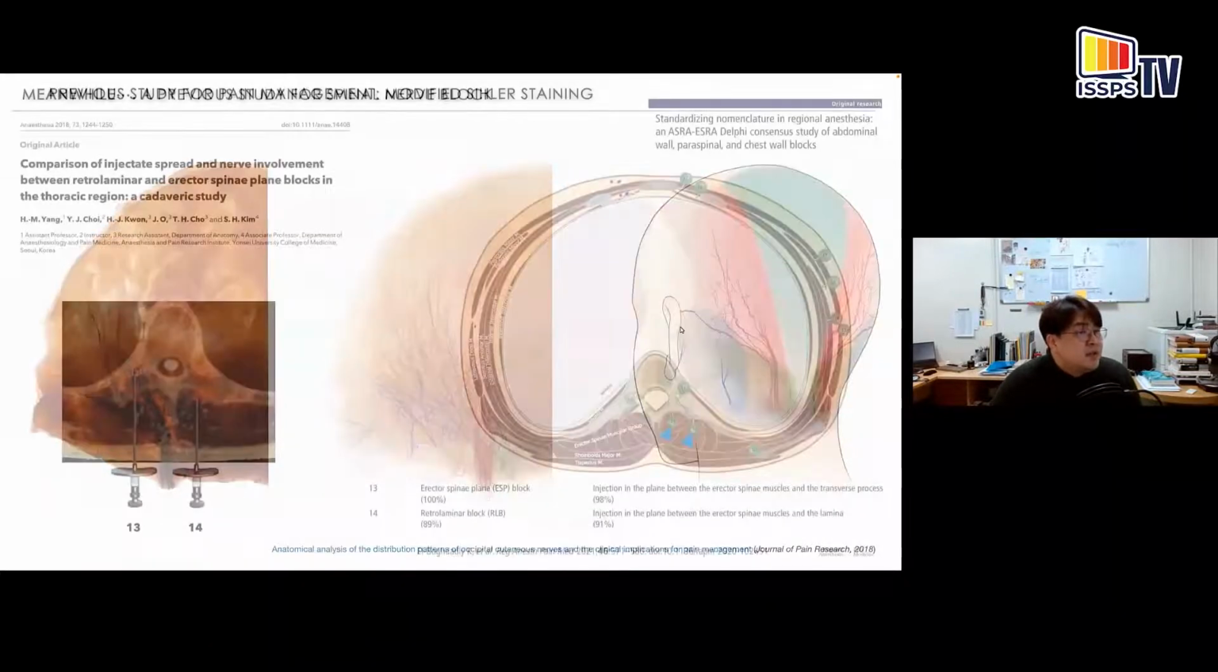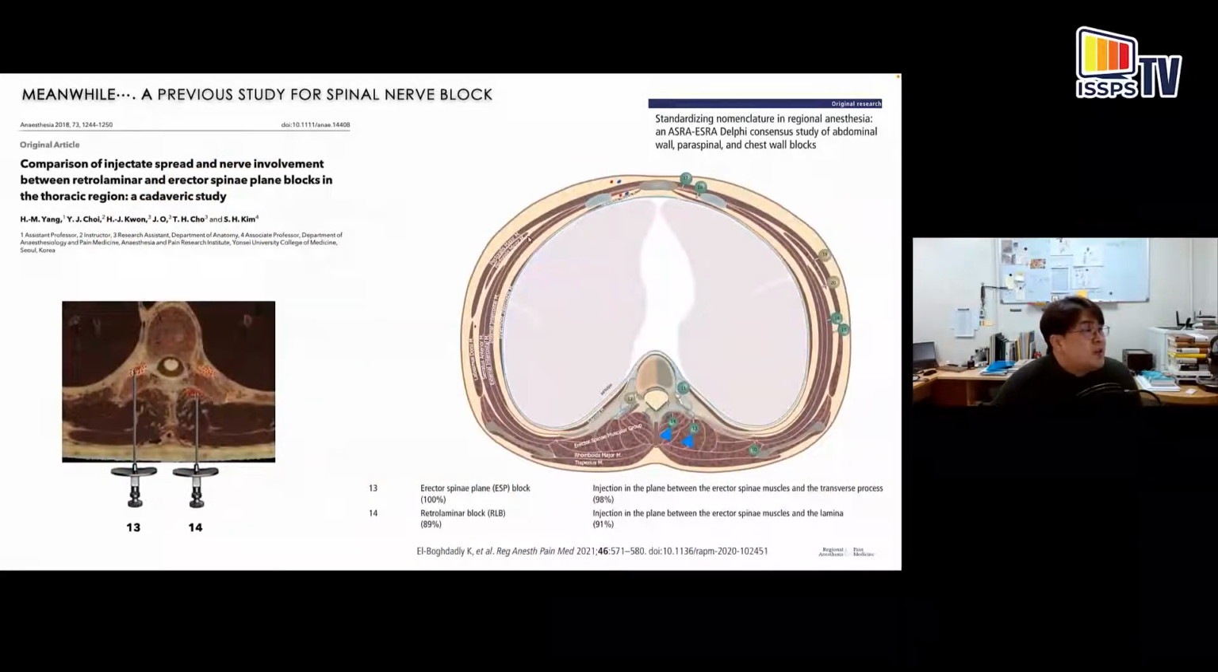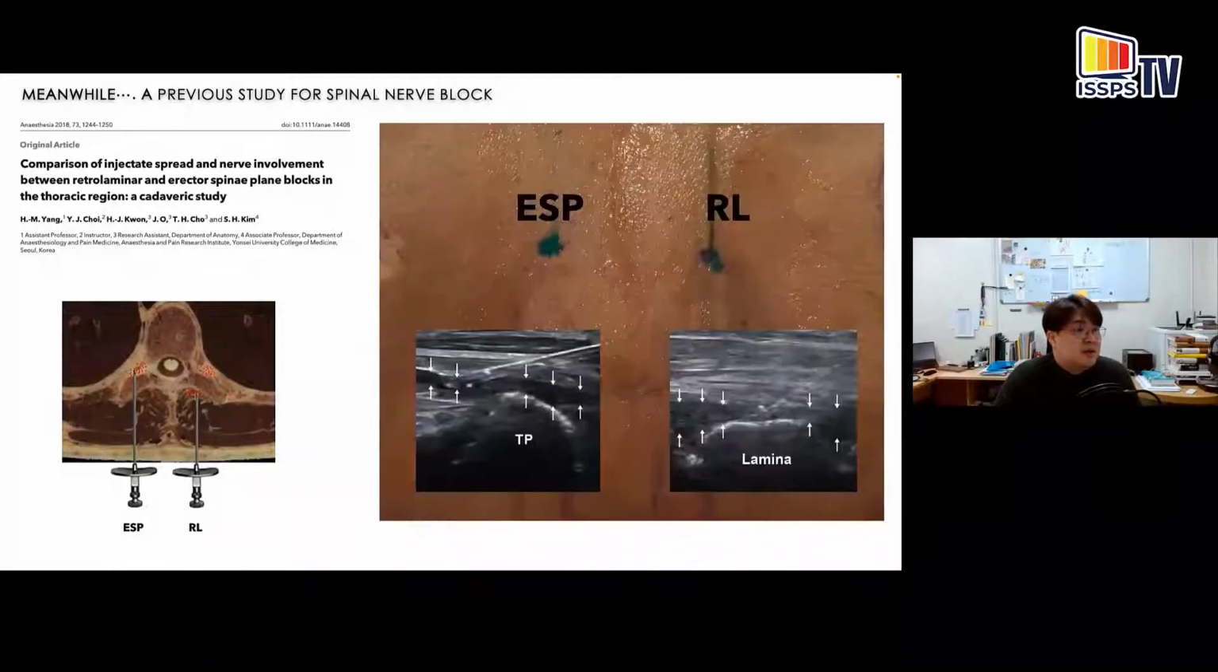So in 2018, we tried to compare two paraspinal nerve blocks using cadaveric injection. We compared the anatomical spread of dye in the thoracic region following the ESP block and the lateral laminar block. Lateral laminar blocks and ESP blocks were performed on the left and right sides of non-fixed cadavers. 20 milliliters of dye solution was injected at the T5 level with ultrasound imaging.